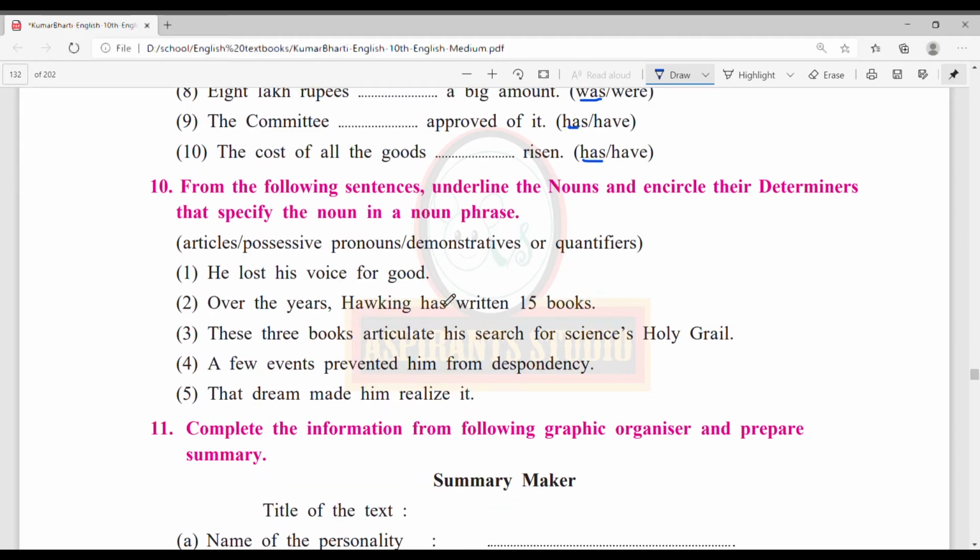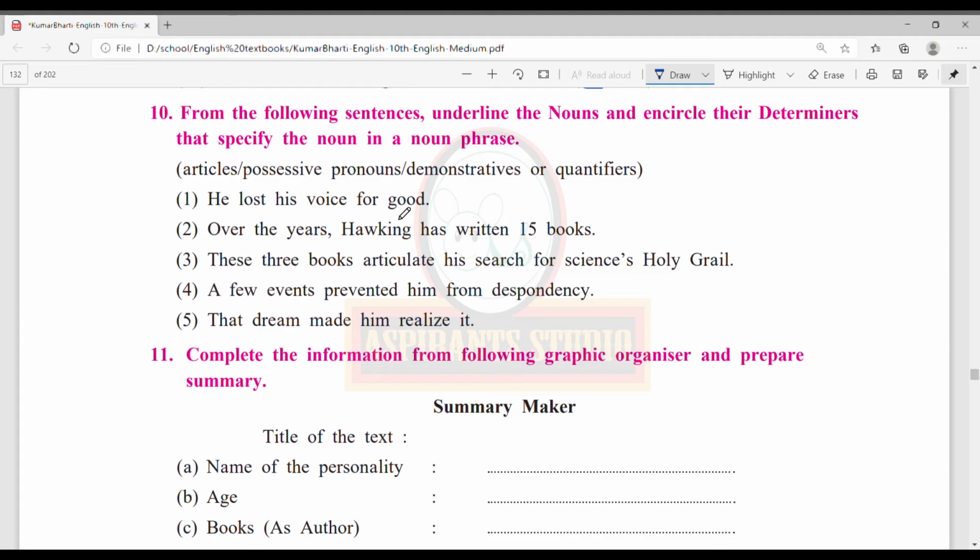Has. 10. From the following sentences, underline the nouns and encircle their determinants that specify the noun in a noun phrase. The determinants are given: articles, possessive pronouns, demonstratives or quantifiers. Now, he lost his voice for good. So here we have to underline the noun. Voice is the noun. Underline. And his, this is the determinant.